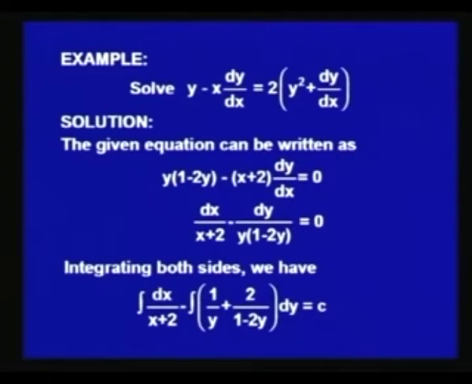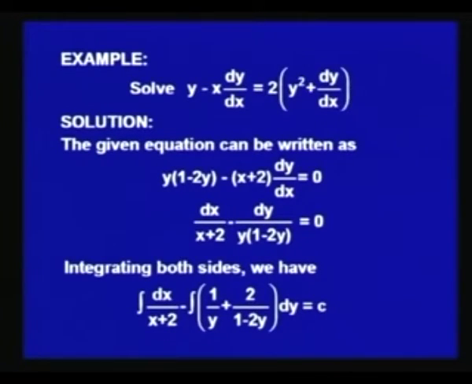Let us take up another problem, which is (y minus x) into dy by dx equal to 2 times y square plus dy by dx. Now, this equation can be rewritten as (y minus 2y square minus x plus 2... ) that is, y into (1 minus 2y) minus (x plus 2) into dy by dx equal to 0, or we may write it as dx over (x plus 2) minus dy over y into (1 minus 2y) equal to 0.